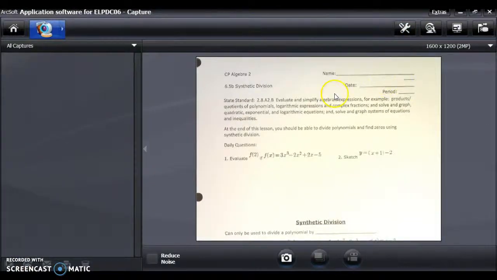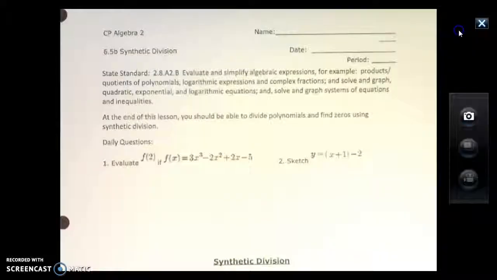Okay, so I always like that video. It makes me laugh a little bit. But we're going to take a look at our next set of notes, on synthetic division. This is a build off of yesterday. All right, and let's just get to it.